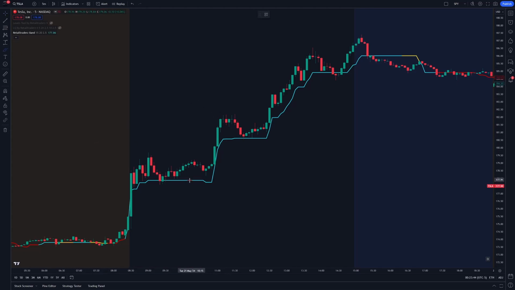Here's another use of the indicator. This is another trend day. We can see step, step, step. And along those steps, the price likes to walk.